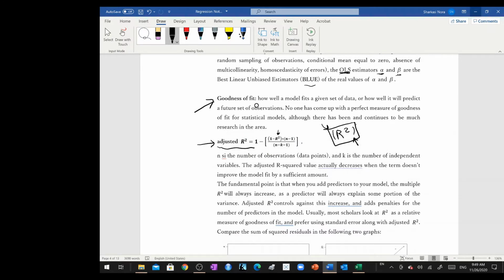And this is a problem. For this purpose, scholars adjusted the value of R-squared with an adjusted R-squared measure. An adjusted R-squared measure is equal to this formula, as you can see.